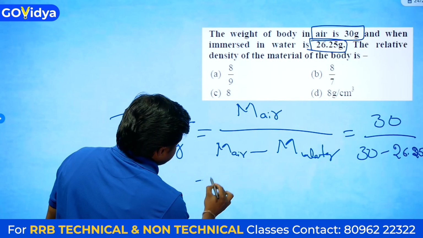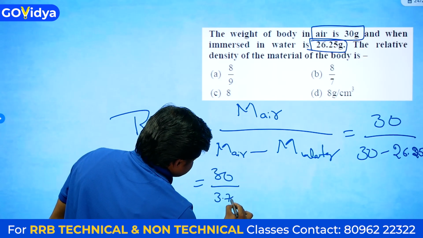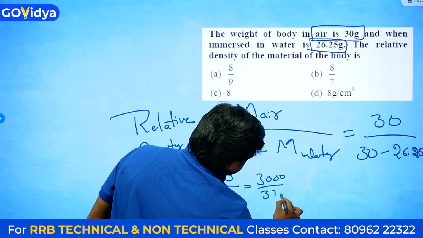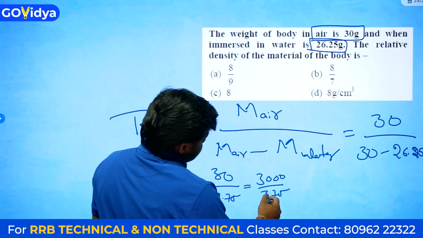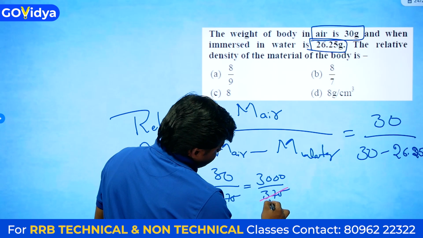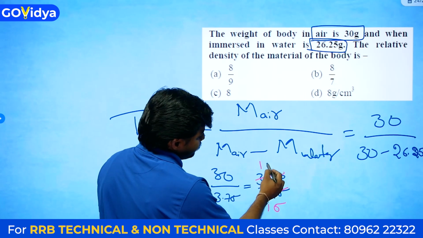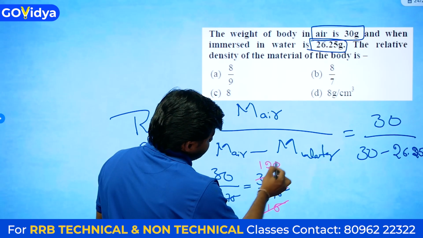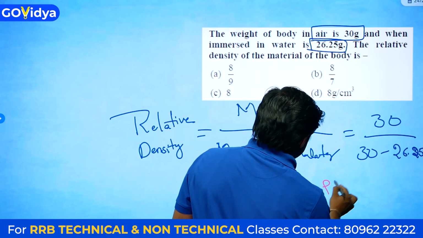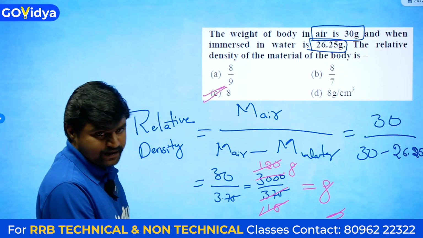30 by 3.75. We will get 3000 by 375. Simplifying, 375 times 8 gives 3000. The answer is 8. Okay, relative density is 8. From the options, option C is the correct answer. Next question.